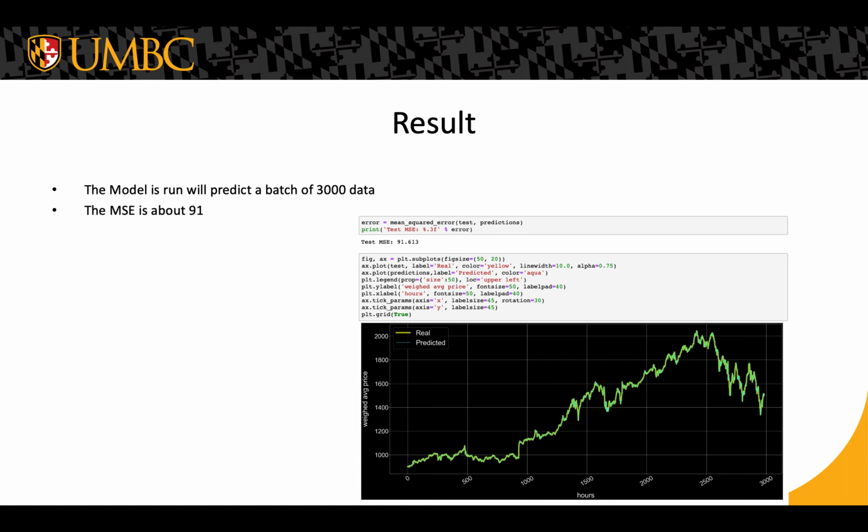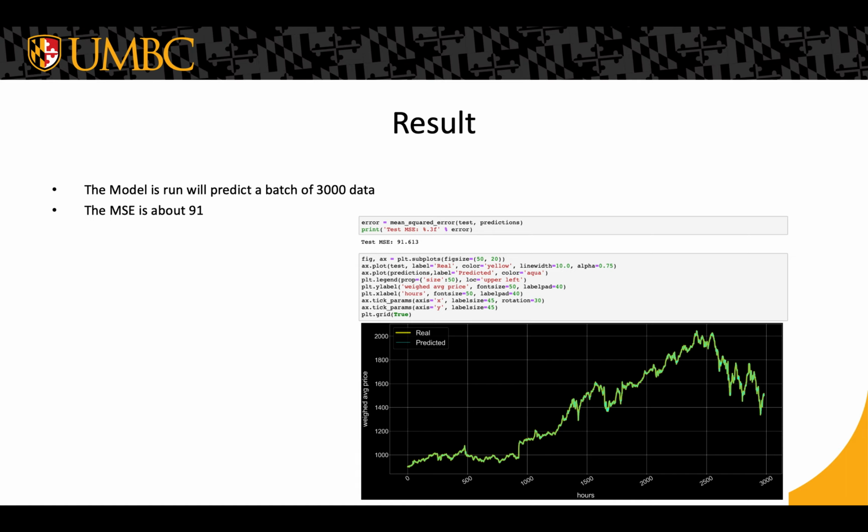And as you see, the result is quite promising, or acceptable, because first of all, I plotted the actual price points of the test set against the predicted price points of the test set, and as you see, the trend lines are pretty close to each other.